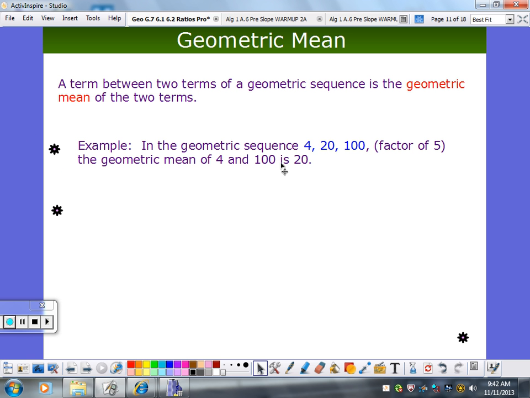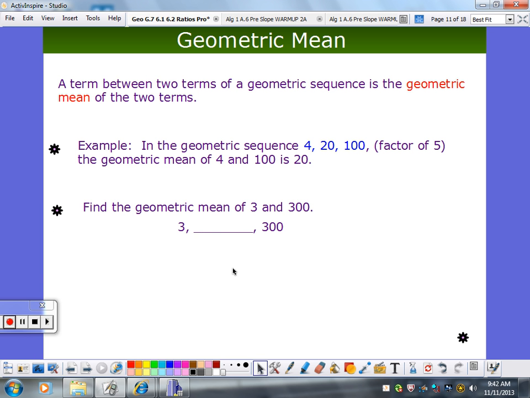Example, if you have a geometric sequence 4, 20, 100, now what's my common factor? 20 divided by 4, 100 divided by 20, that's 5, right? What would be the next value in the sequence? 500, right? So the geometric mean of 4 and 100 is the number in between. It's 20. We call that a geometric mean.